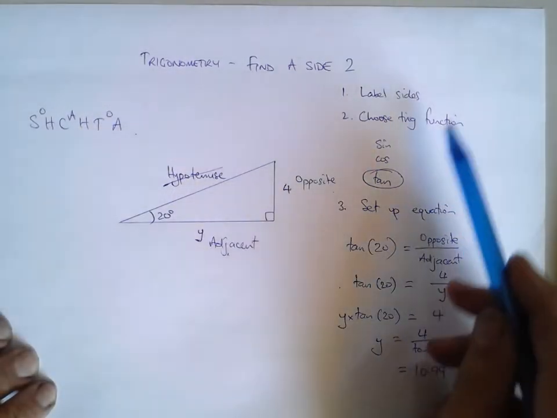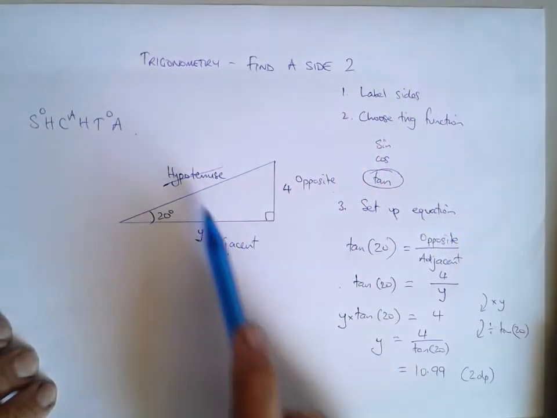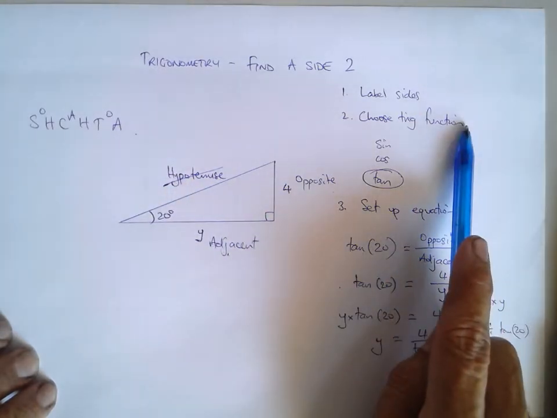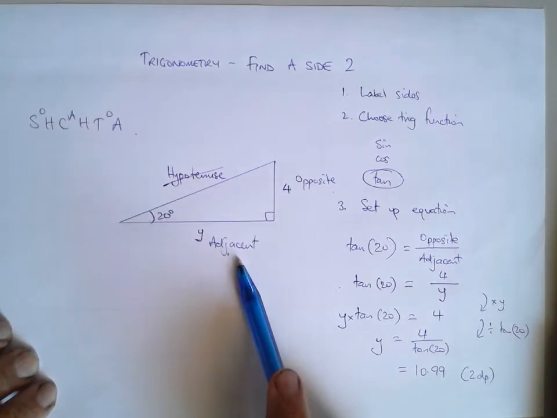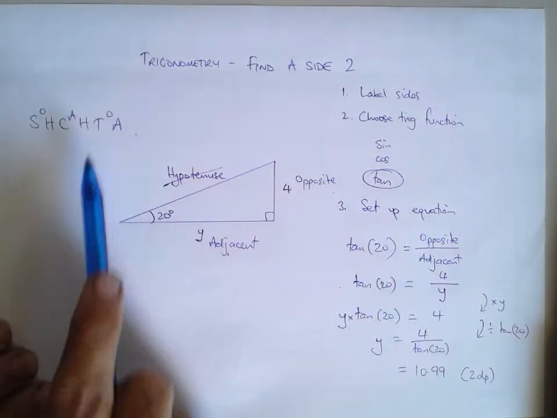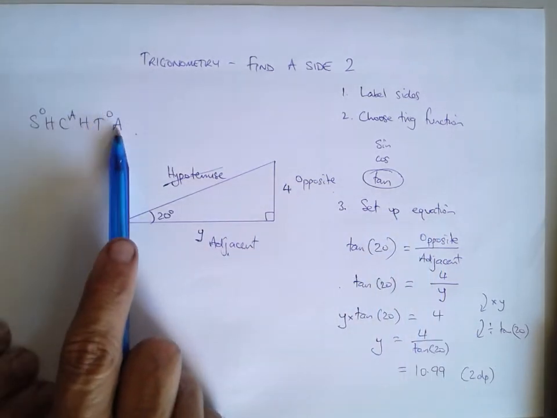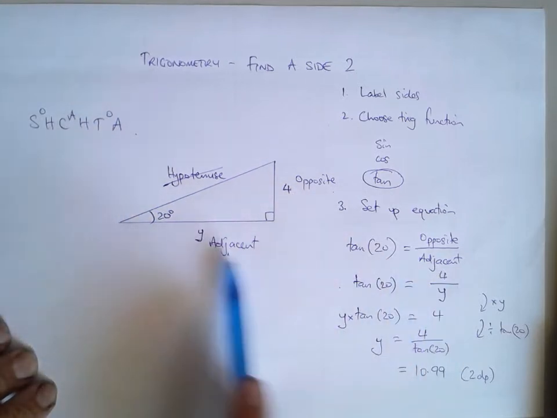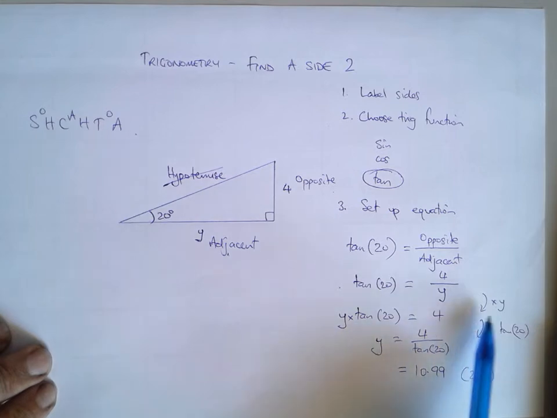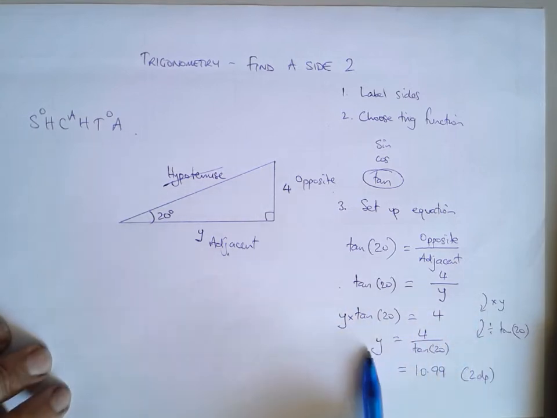I labelled my sides: opposite, adjacent, hypotenuse. I chose my trig function. I chose tan this time because the opposite and the adjacent were the two sides I was working with. I set up my equation. The tangent is opposite divided by adjacent. I substituted in. The opposite was 4, the adjacent was y, and then I solved. I had to multiply both sides by y and then divide both sides by tan 20 to find y by itself, and y was 10.99.